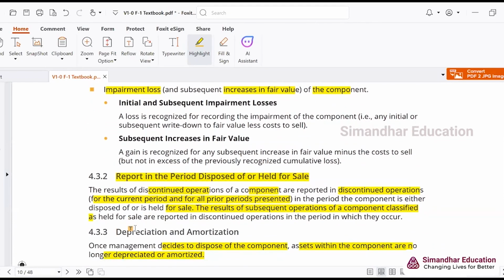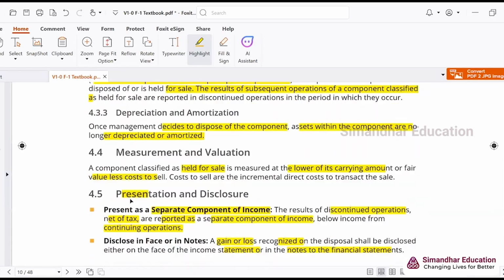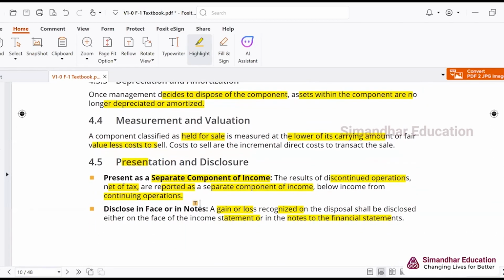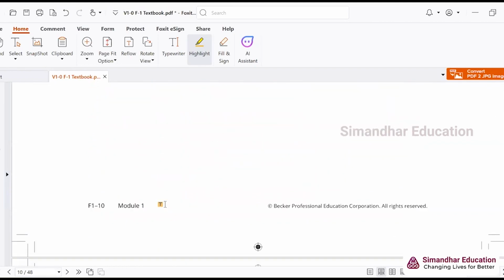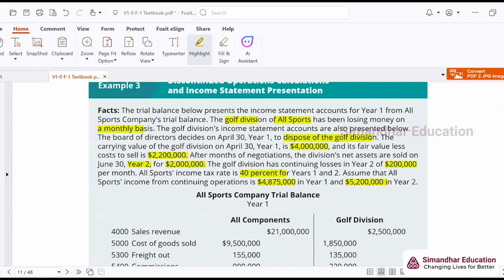When do we show the discontinued operation? In the period in which it is disposed. Prior period items are also restated. Depreciation is not charged once it is classified as a discontinued operation. For presentation, you can present it as a separate component of income, or you can disclose it on the face or in the notes. In the comparative year also, the items and income related to the discontinued operation are all presented separately.